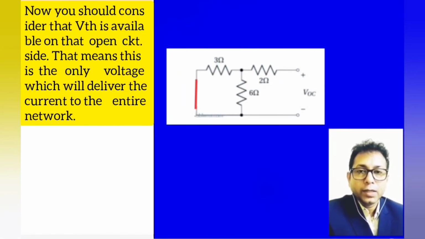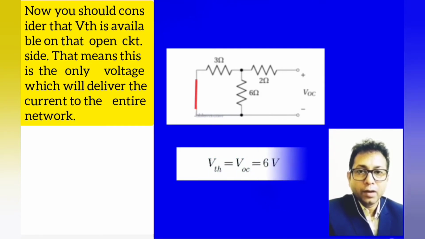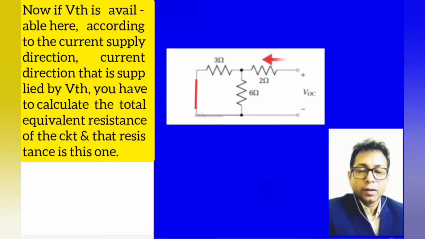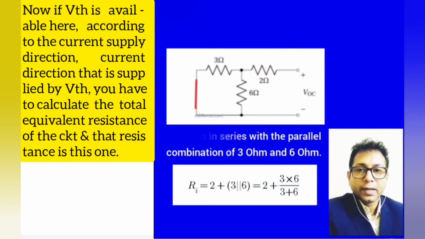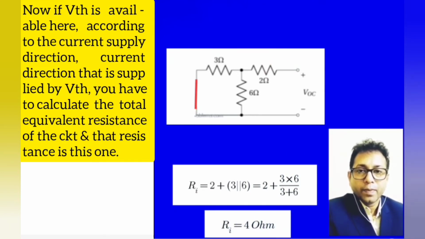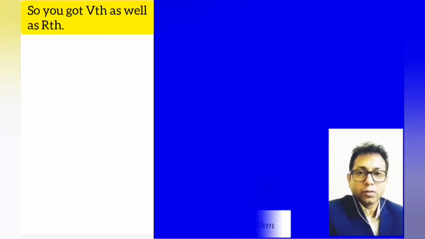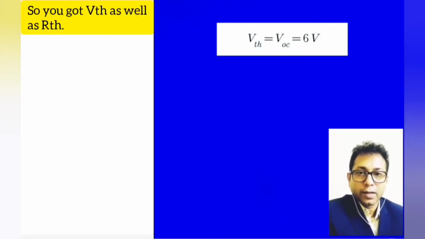Now you should consider that VTH is available on that open circuit side. That means this is the only voltage which will deliver the current to the entire network. According to the current direction supplied by VTH, you have to calculate the total equivalent resistance of the circuit, and that resistance is this one. Okay, so you got VTH as well as RTH.